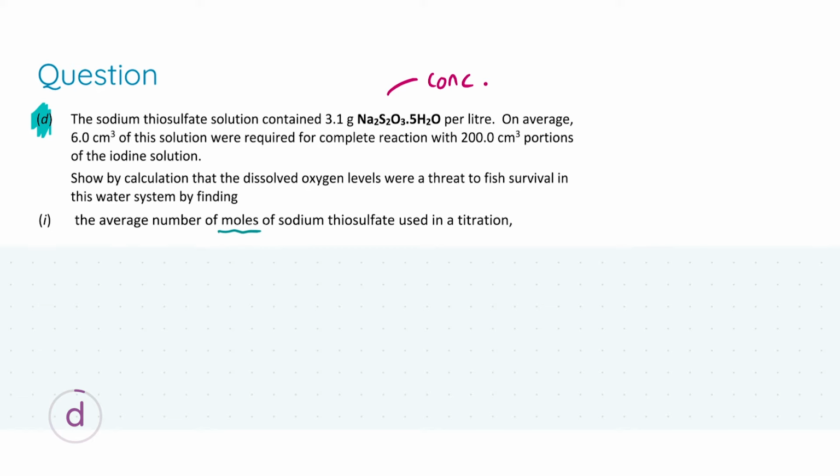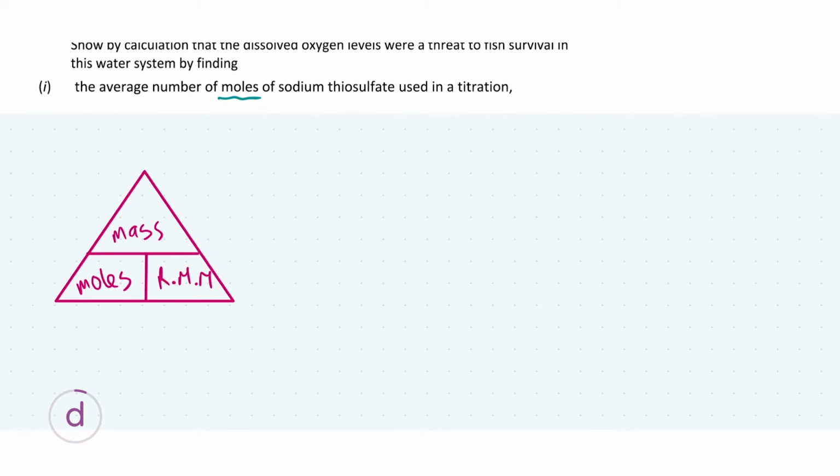And in this case, because we're trying to find moles, and some of the information that we're given here is mass, it means that we can use our mass, relative molecular mass, and moles triangle to find the average number of moles present in this sodium thiosulfate. Because we're looking to find the average number of moles, as in the question, what we can do here is look at our mass, moles, relative molecular mass triangle and cover the one that we're trying to find.